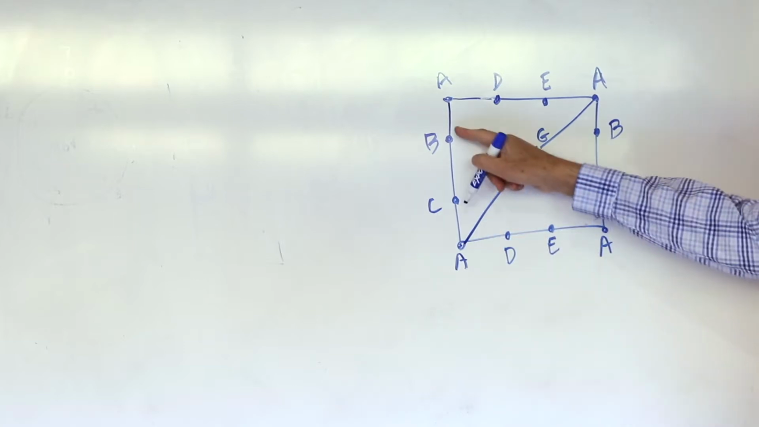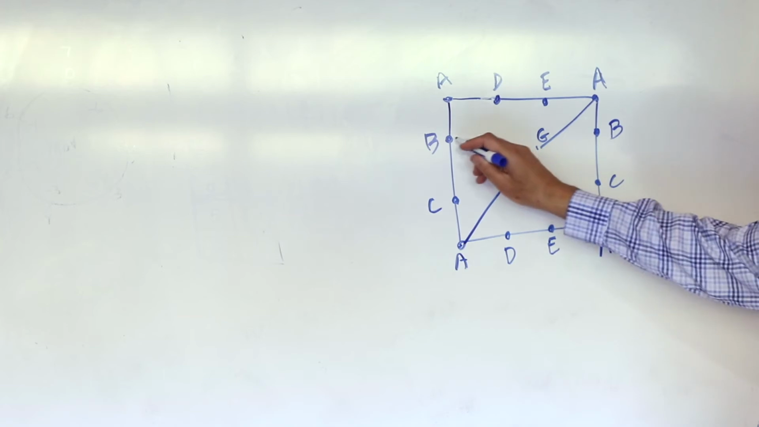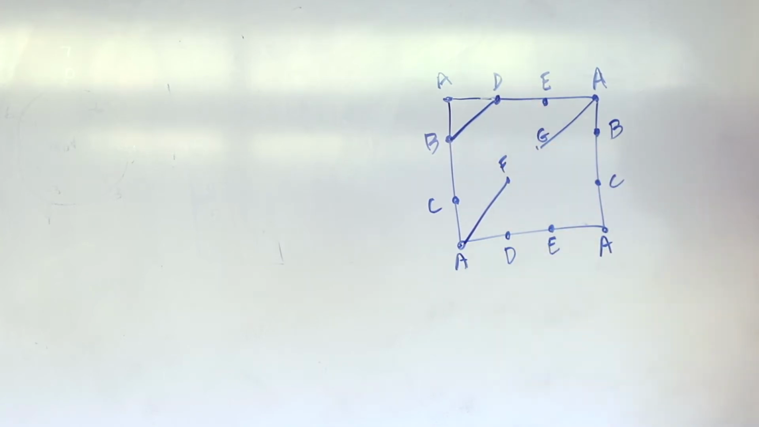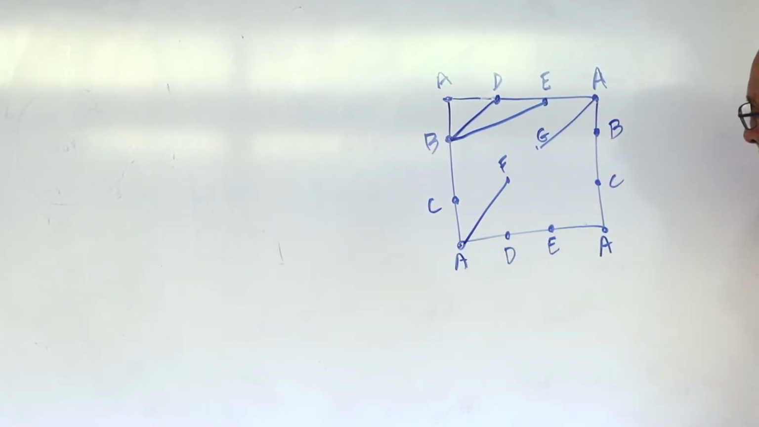And then you say, well, B to C are already connected. So you say B to D. So maybe they try that. Then you say B to E. Maybe they try that. And then B to F.